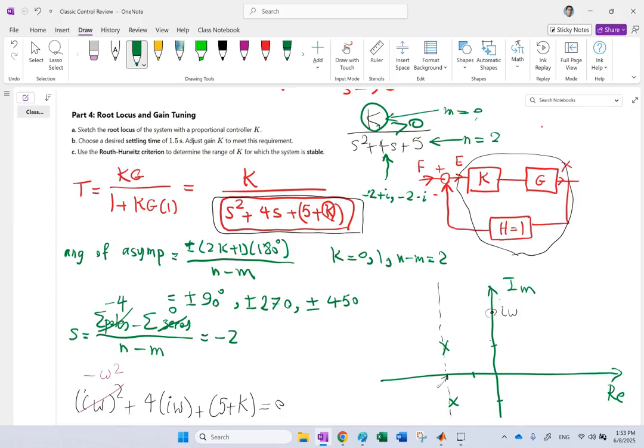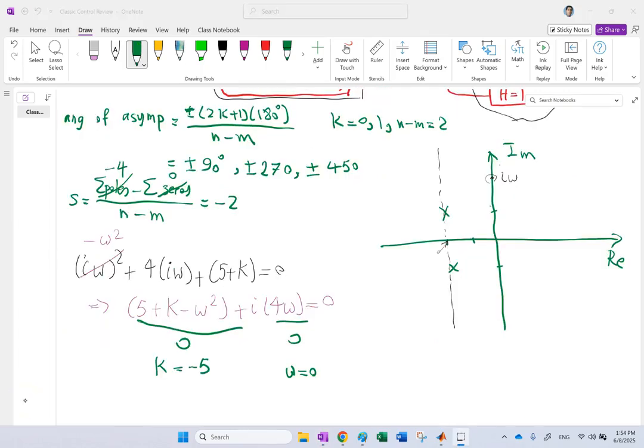Now, does the system have any breakaway or break-in points, the points where the root locus gets off of the real axis or enters the real axis? Clearly, the answer is no in this system. Why? Because there is nowhere on the real axis that the root locus falls on, and therefore it can never come and hit the real axis. Therefore, there should be no breakaway or break-in points.